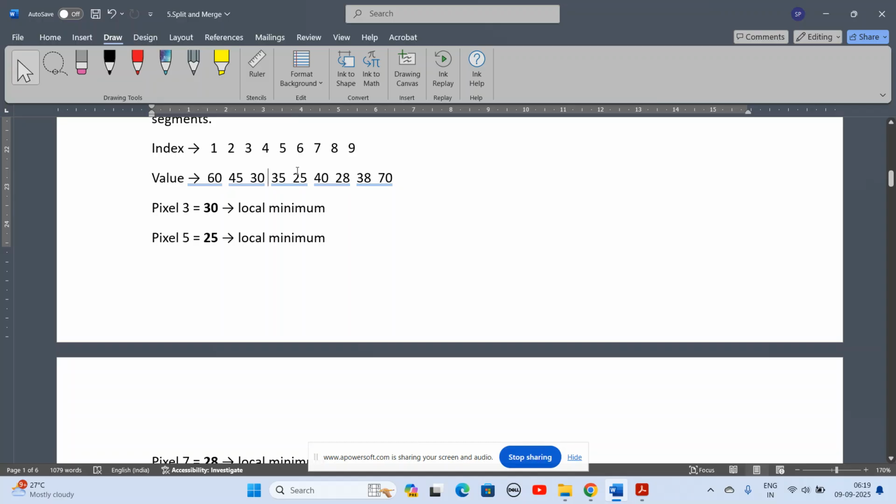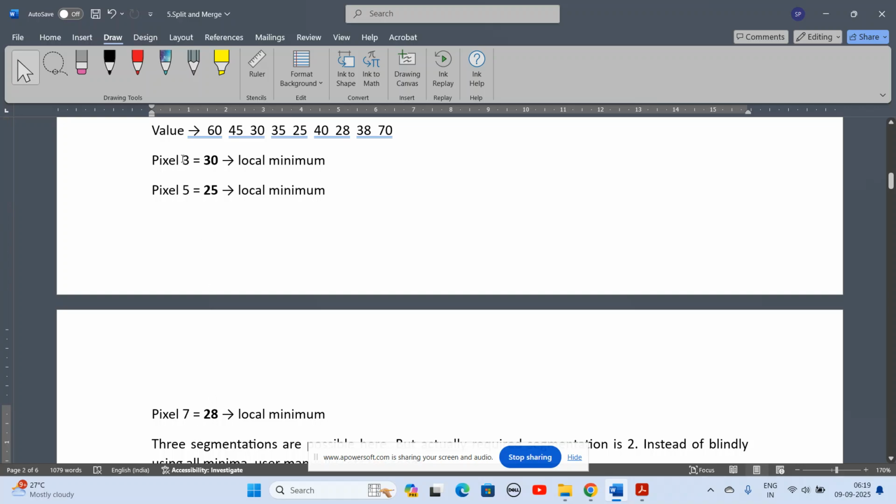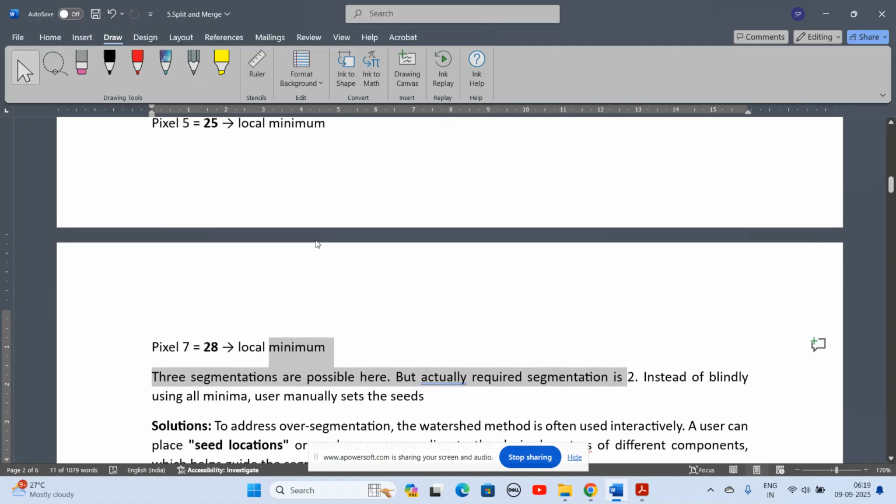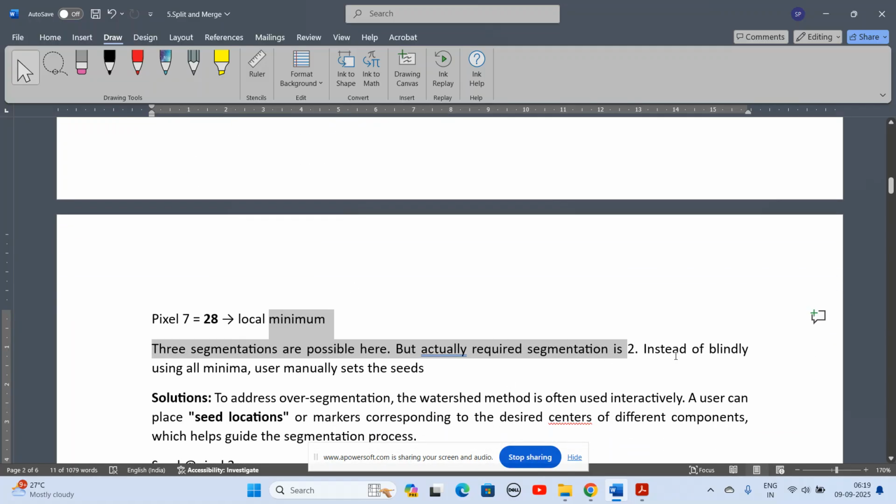Consider 25; both 35 and 40 are high, so pixel 5 is a local minimum, pixel 40 is not. Pixel 28 is again a local minimum, 38 is not, 70 is not. So we have three local minima: pixel 3, pixel 5 and pixel 7. Three segmentations are possible here, but the required segmentation is 2, which means I am going to divide this image into three segments, but the required one is 2.